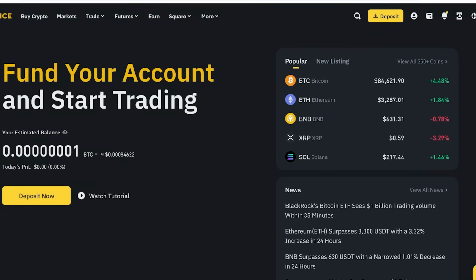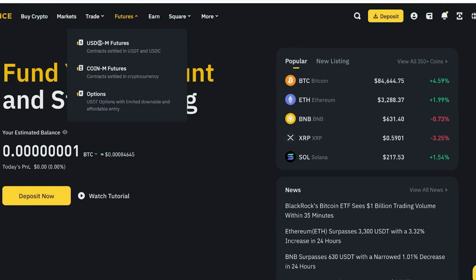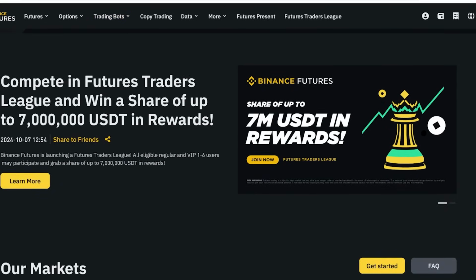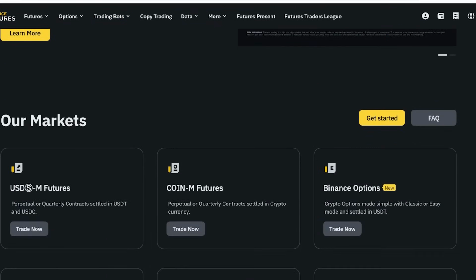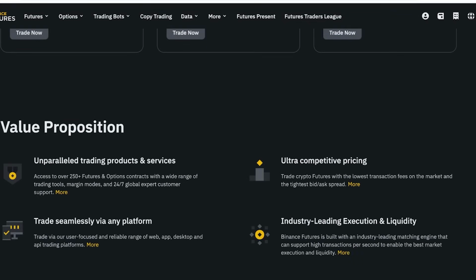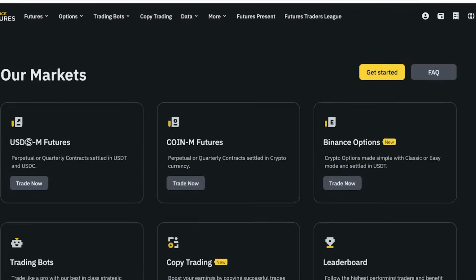To get started, you simply have to log on to your Binance account. Once you have logged on, you will see the option for futures trading over here. You can click on the type of futures trading that you're looking to do, and you will see that there are actually copy trading options with leverage available currently as well. So you can copy trade with futures. You even have trading bots in the futures market as well as leaderboards, and they have a really nice value proposition. But let's get started with the basics.